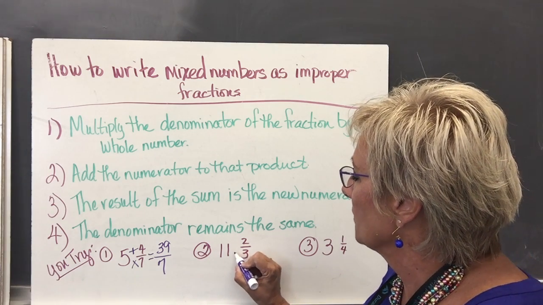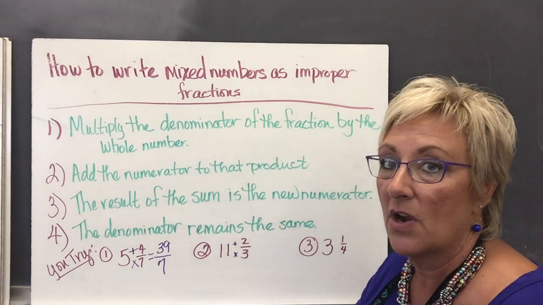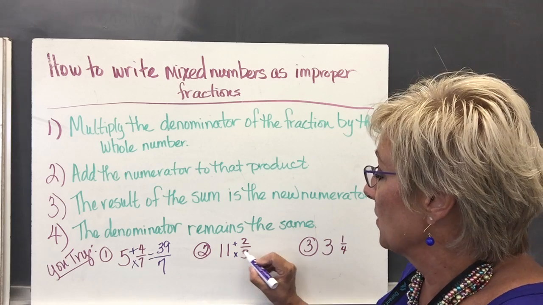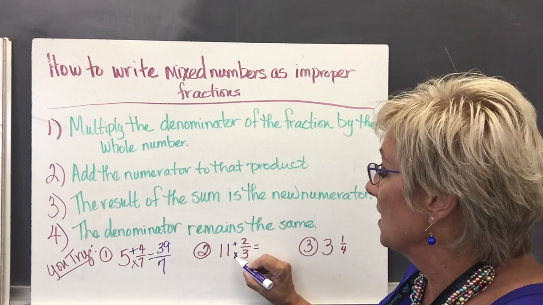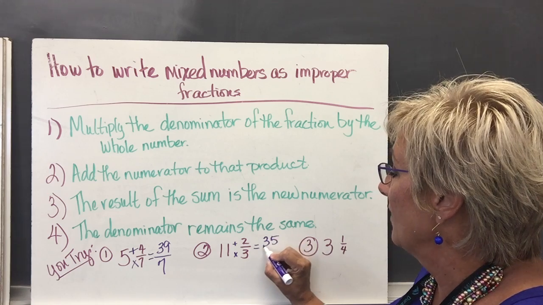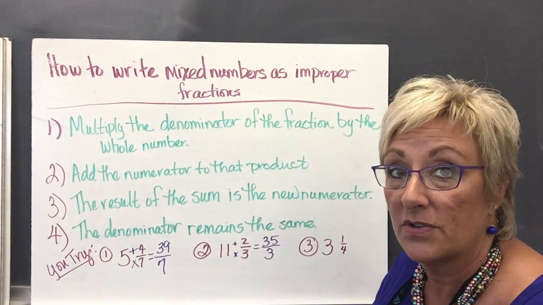Again, we're going to multiply the denominator by the whole number and then add to it the numerator and keep 3 as its denominator. So I'm going to say 3 times 11 is 33. 33 plus 2 is 35. And that is 35 thirds.